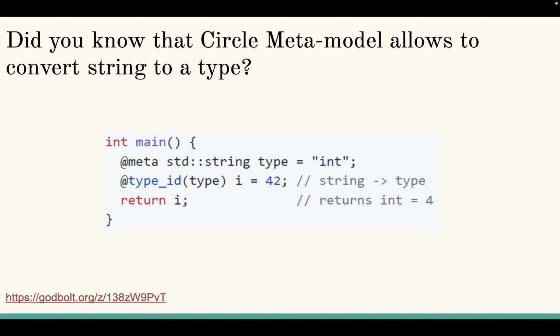Did you know that Circle meta model allows to convert a string to a type? This is also an amazing slide. Here, I've given you a kind of basic introduction about the Circle meta library in C++23. This is another feature from this library. Here we have declared a string, but we put the meta operator in front of the declaration, and the type is an integer, and then through this string we have declared a variable. Amazing.